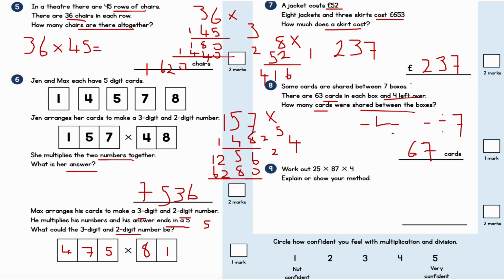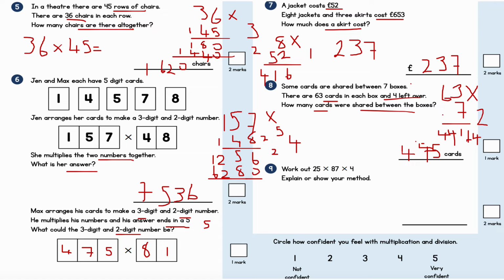Actually, guys, I think I made a mistake here, so let's just read that again. There are 63 cards in each box, and there are 7 boxes, so 63 times 7, and then plus the 4. 3 7s are 21, 7 6s are 42, plus the 2 is 44. And then if I plus the 4, because obviously there were 4 left over, that means 445 cards were shared between the boxes.